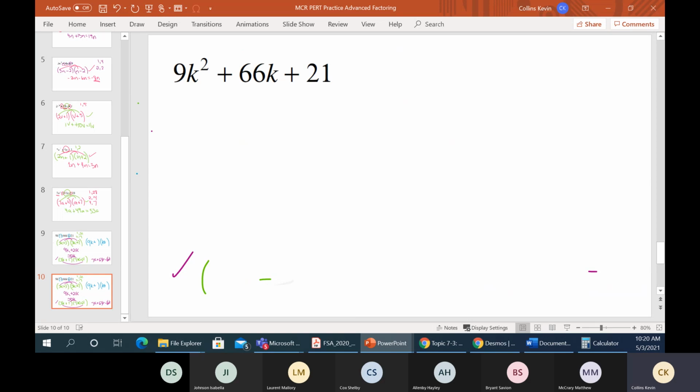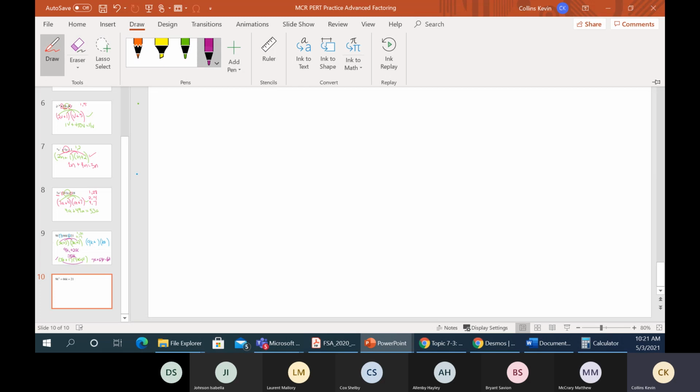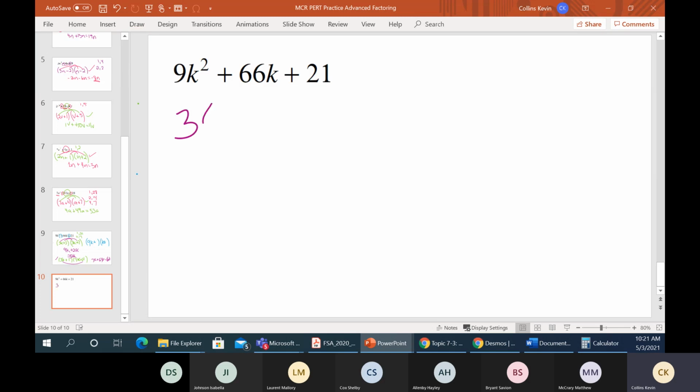So what I noticed when we started getting into this was that, check out the numbers. We've got 9, we've got 66, and we've got 21. Is there a number we can factor out of there? Is there a number we can divide 9 by, divide 66 by, and divide 21 by? I don't think we can do the 9, but I do think we can do 3. Yeah, let's do 3.